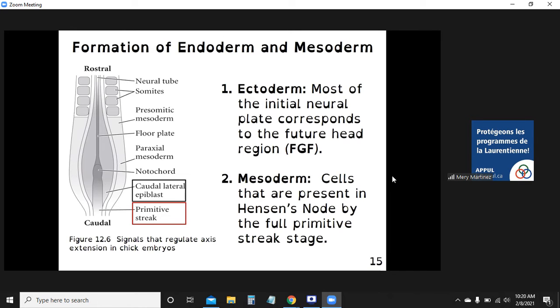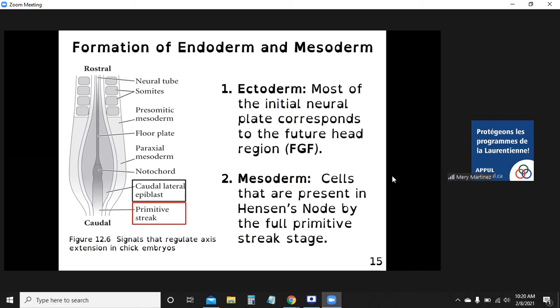So now we have that section going to the front, and now we have the Hensen's node coming to the back, and now we have this anterior-posterior axis, right? Because as the Hensen's node regresses, the parts of the anterior section are more developed. So there is a difference in how the anterior-posterior axes are established from the mesoderm and ectoderm point of view.